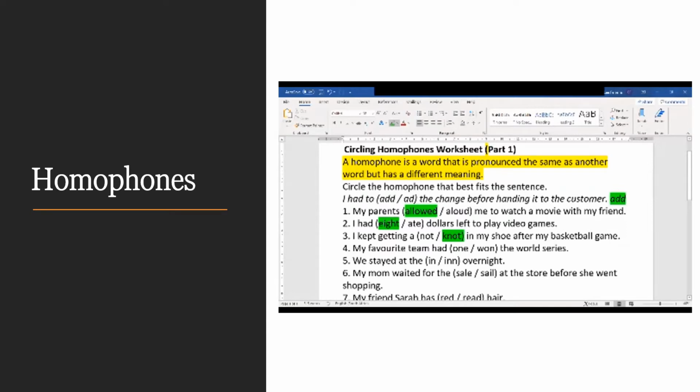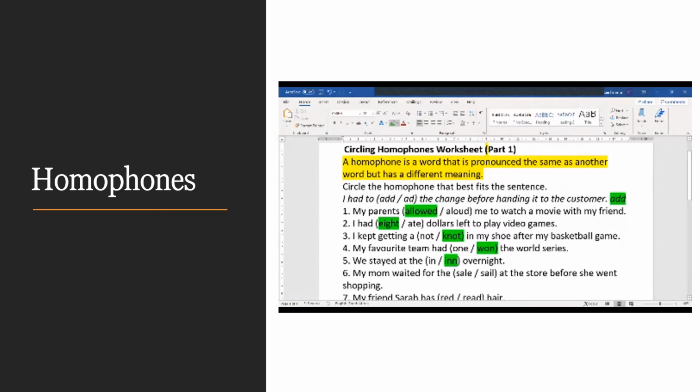My favorite team had won or one the World Series. What do you think? Yes, won. The first one is the number 1. We stayed at the inn or in overnight. Inn is like a motel or a guest house, with a double N. Somewhere you don't have to book; when you're driving, you just stop and you can sleep over if you're tired and drive further the next day. This inn is 'binne'. I'm in my room.